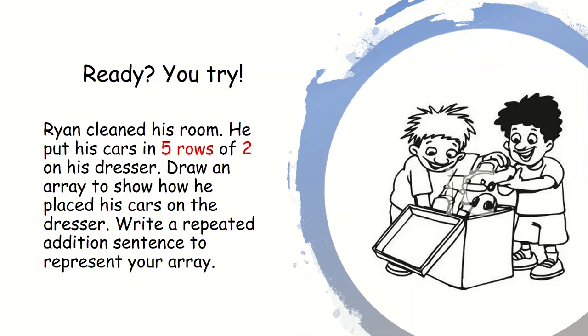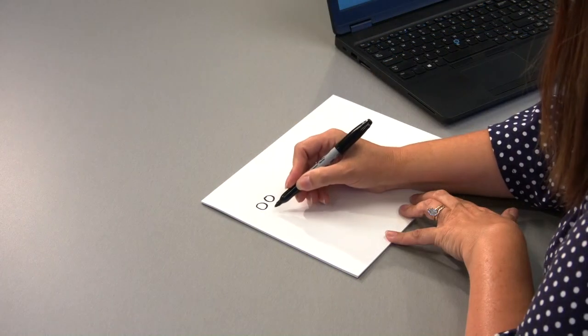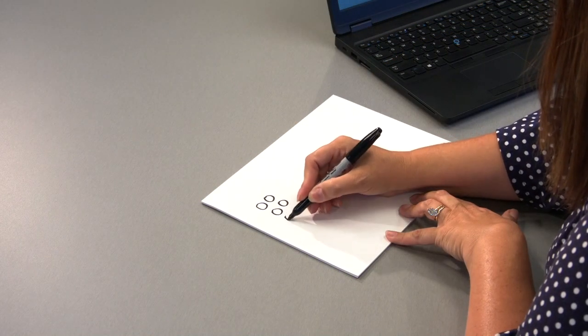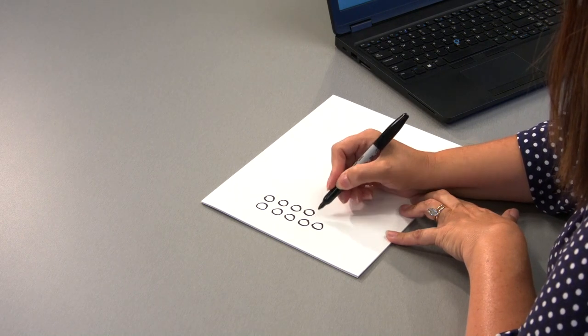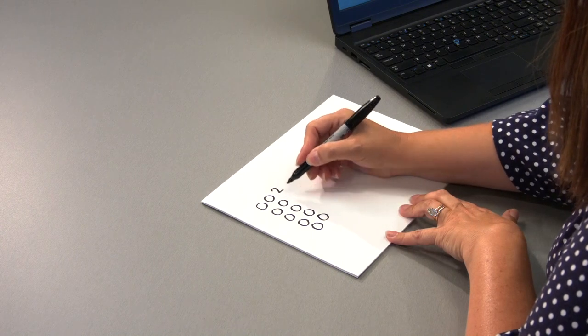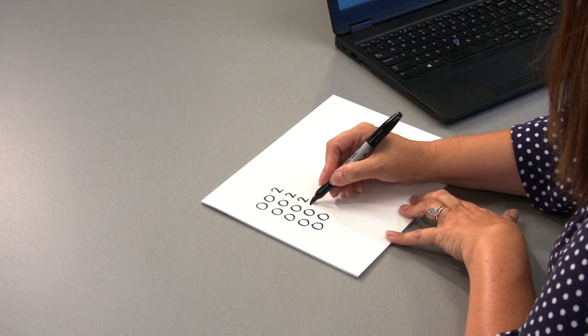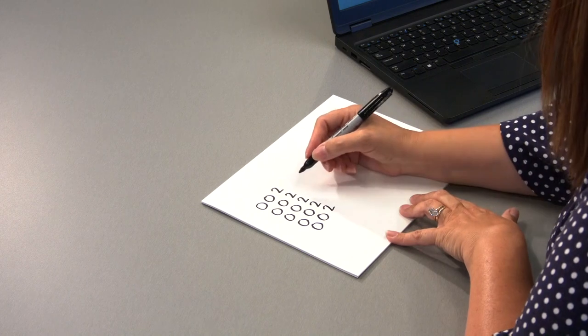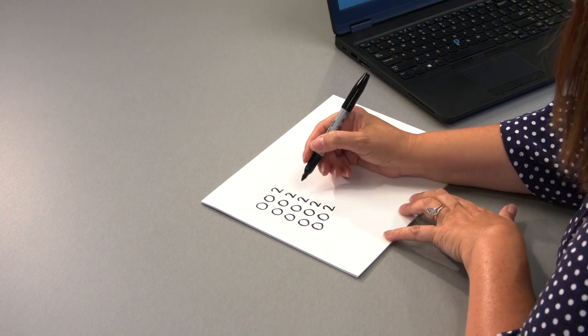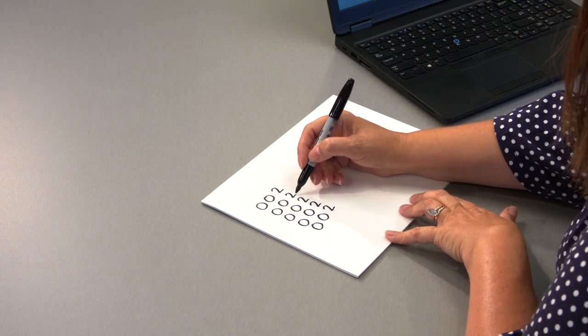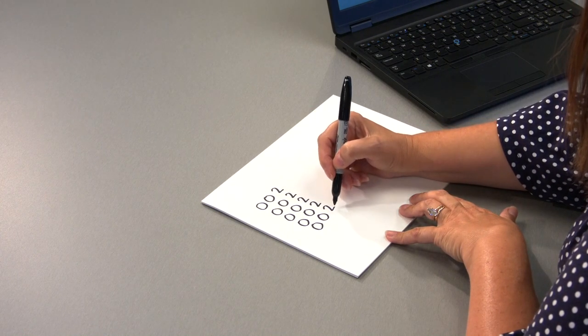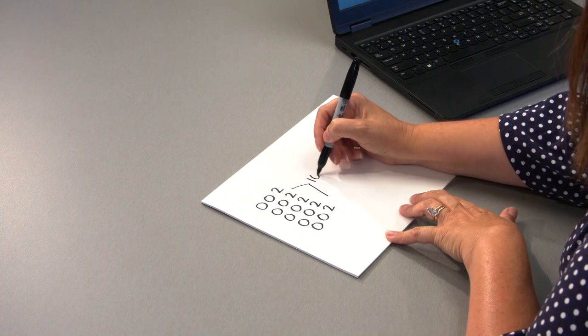Let's see what Ryan's cards would look like in an array. So we have 5 rows of 2. Write our digits. Again, go back, think about what strategy would I use here. I'm going to skip count by 2s. 2, 4, 6, 8, 10 is our sum.